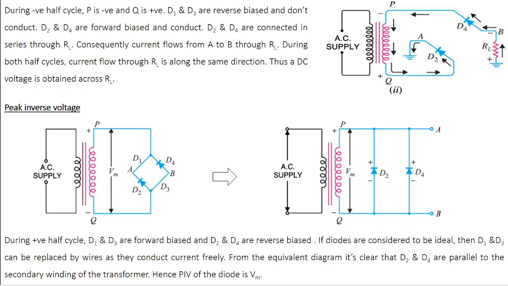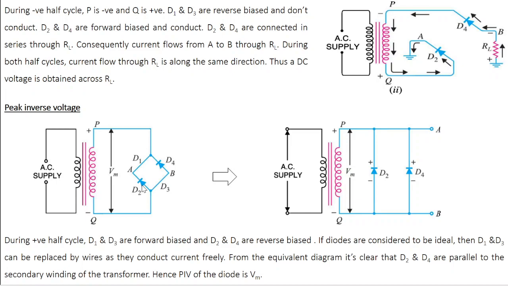Now what is PIV in this case? As I said, during the positive half cycle, D1 and D3 are forward biased and D2 and D4 are reverse biased. And look at the bridge here. If you consider the diodes to be ideal, meaning the internal resistance is 0, then when D1 and D3 are forward biased, they conduct electricity perfectly. They act as though it's simply a copper wire which smoothly conducts electricity. So instead of two diodes, you can assume that you have a simple wire connecting these 2 points. So you replace D1 and D3 with two wires. So this is the equivalent circuit diagram.